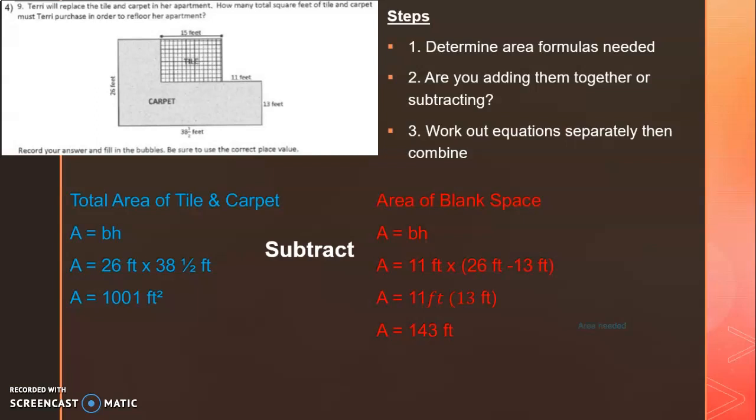Now I need to subtract them. So I set it up to be the area total, which is 1001, minus the 143, which is the blank space, and that will tell me how much tile and how much carpet I'm going to need. And that gives me 858.